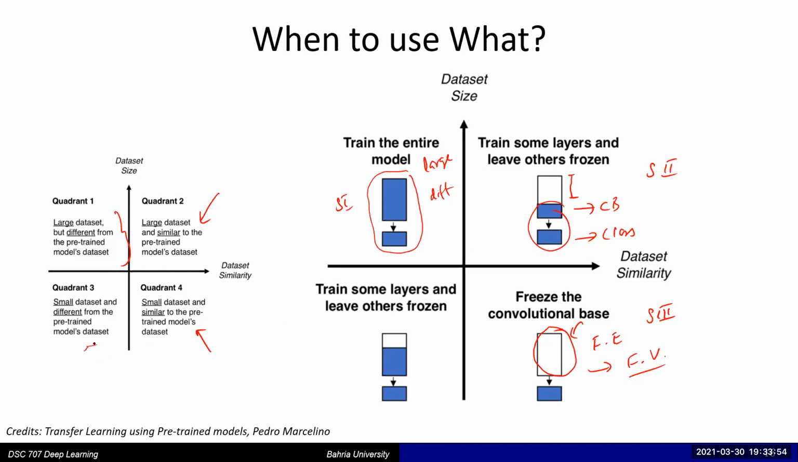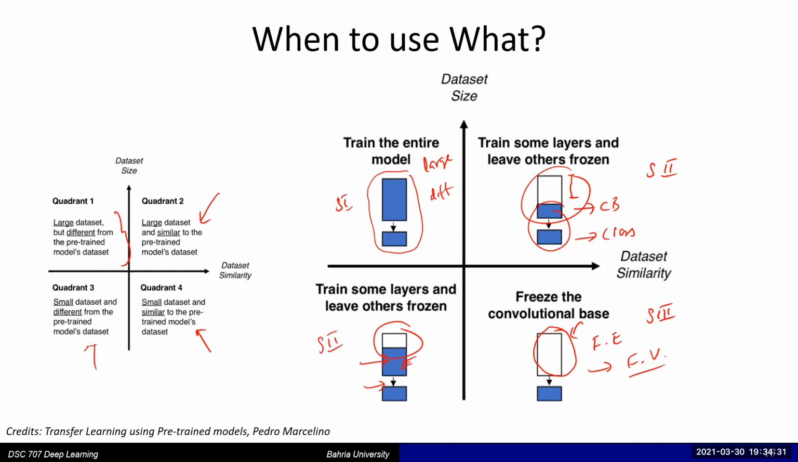And similarly for quadrant three, where you have a small data set which is different, again we are using fine tuning, where we are training some part of the convolutional base and the classifier, and we are freezing some layers, right? Now, if you compare Q2 and Q3, you see, when your data set was different, we have actually frozen fewer layers, because the data set is different.